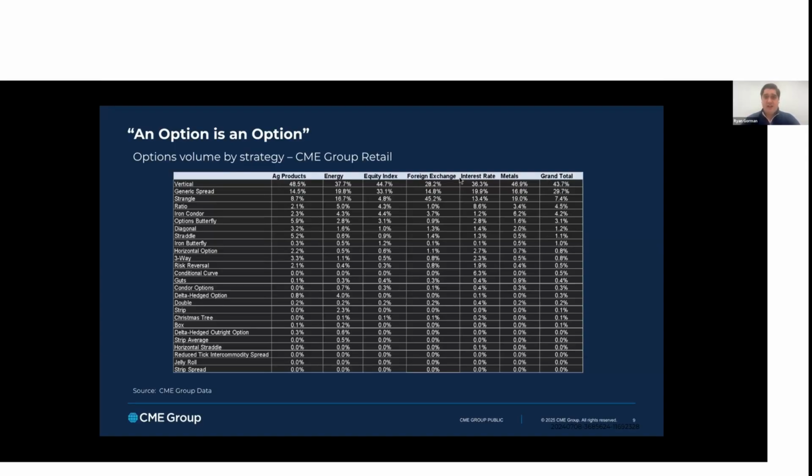And you can see it across asset classes. Some asset classes are a little bit different. Like you'll see generic spreads are right there as well. You'll see, for foreign exchange for example, straddles are super common for foreign exchange markets. Across the board, there's a ton of different ways. You have your generic spreads, you have your strangles, your ratios, your iron condors, all the way down to a lot of these which pretty much no retail traders are trading, but they're available.